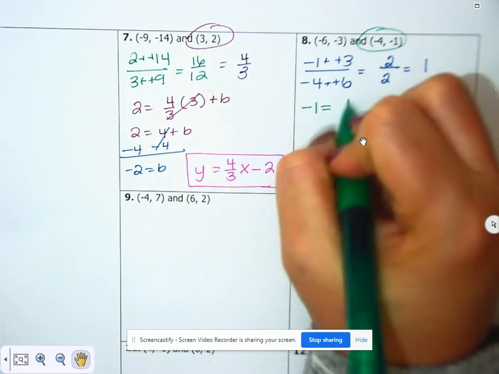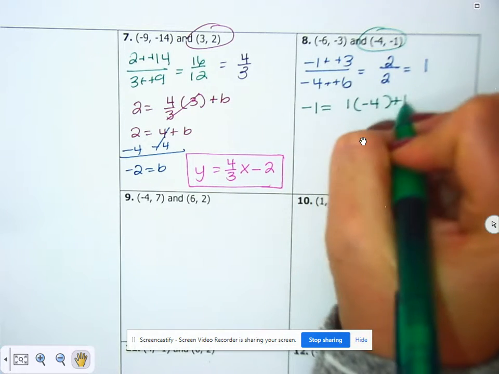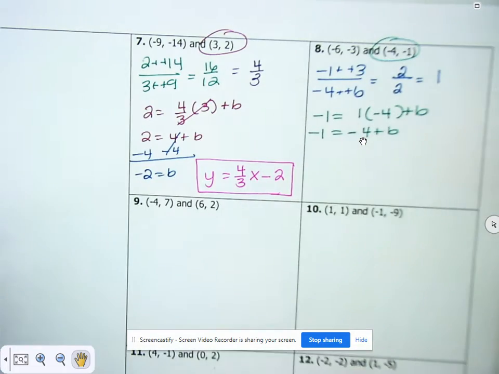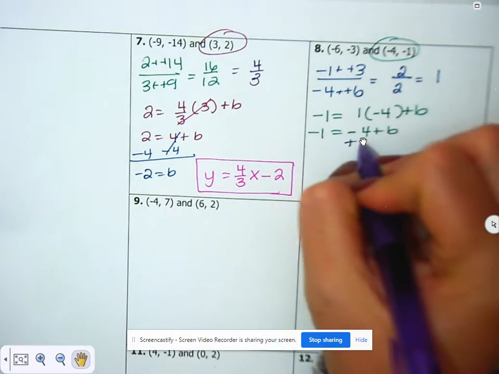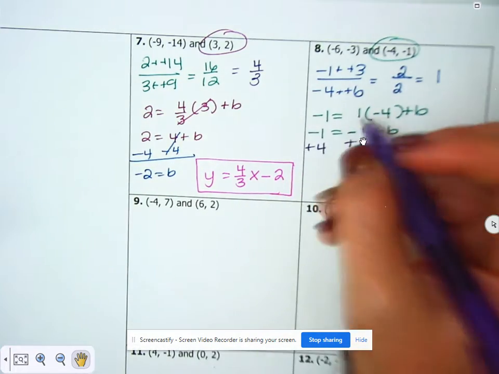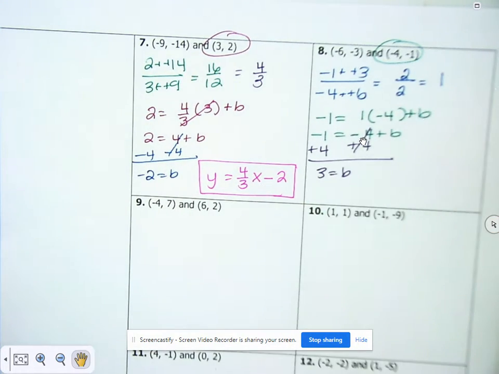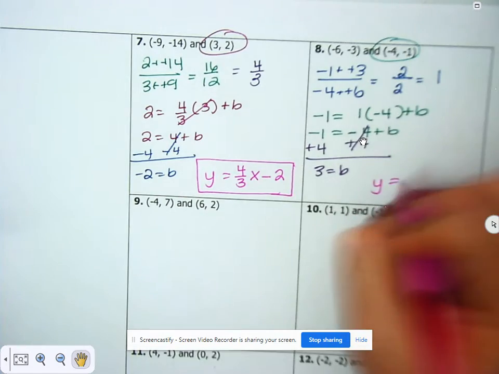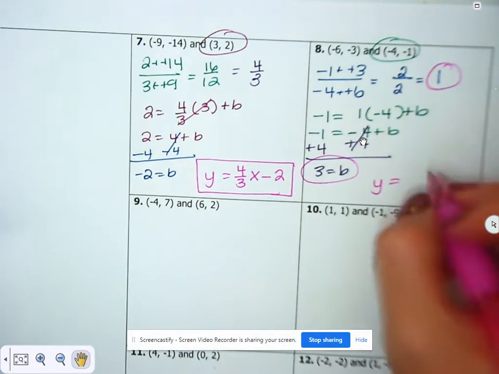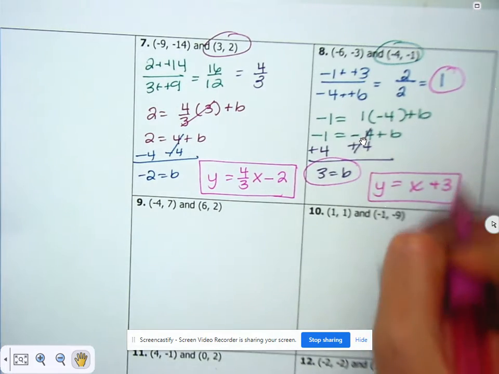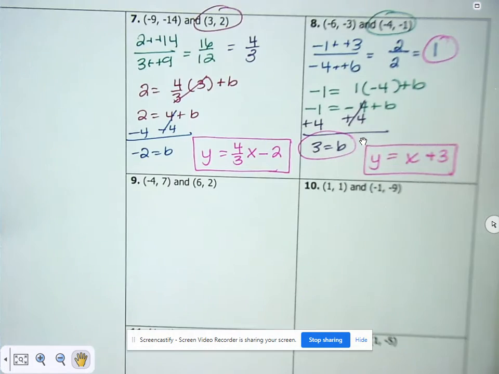So negative 1 equals 1 times negative 4 plus b. So if I add my 4, negative 1 plus 4 is going to give me 3. So 3 is b, which gives me my equation of, so I got my b and my m, y equals x plus 3. You can write the 1, but the EOC won't have the 1, so that's why I leave the 1 off a lot of times.